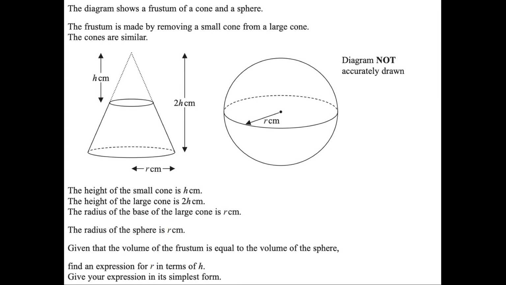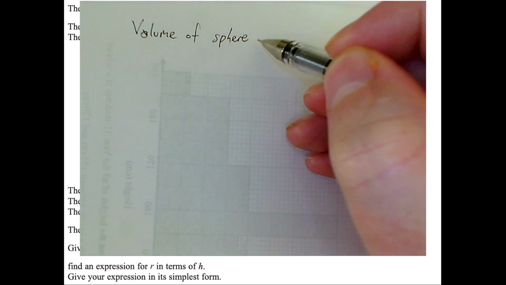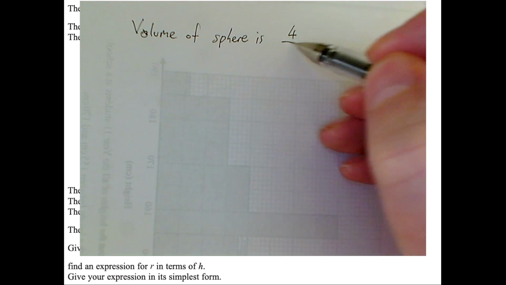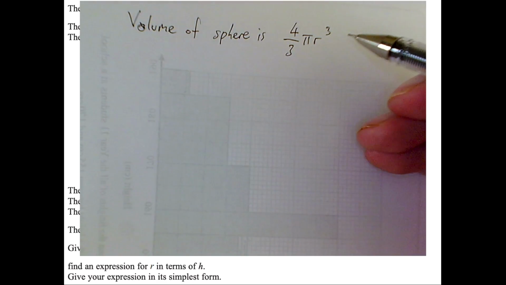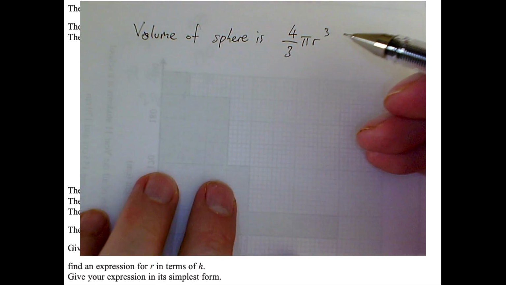Okay, we've got quite a tricky question here. We've got to work out some volumes. Do remember that you do have a formula sheet and you don't need to memorise the volume of a sphere, which is 4/3 pi r cubed, and also the formula for the volume of a cone is also on the front of your exam sheet. So they've told us that the volume of the sphere is equal to the volume of the frustum.